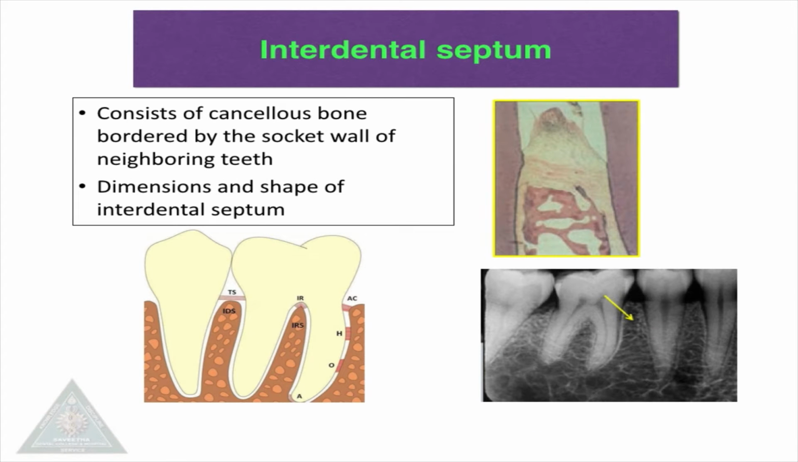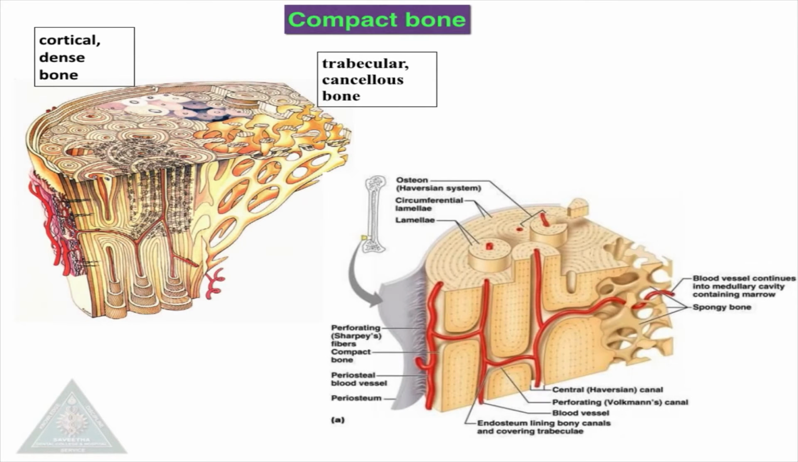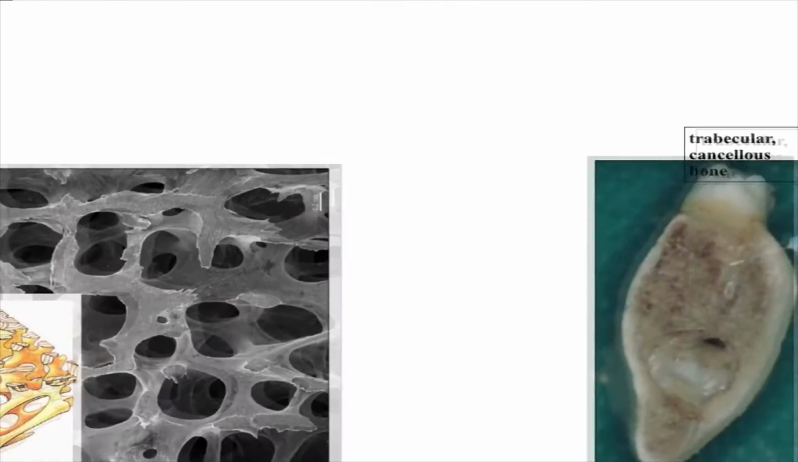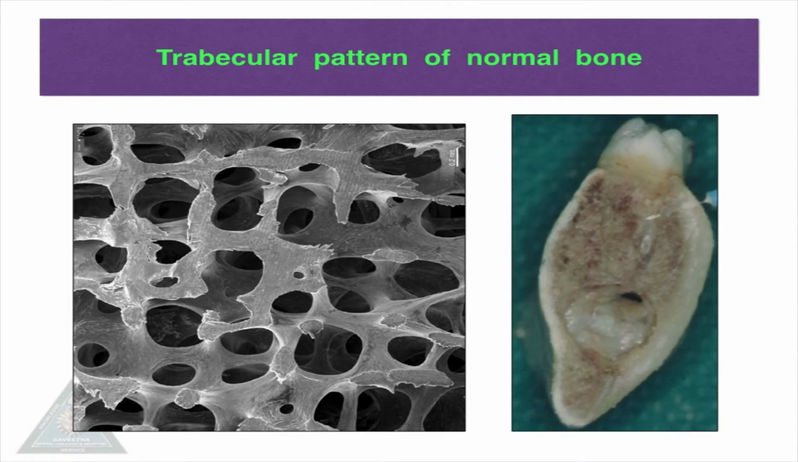The interdental septum is part of alveolar bone present between two adjacent teeth. It consists of cancellous bone bordered by the socket wall of neighboring teeth. The dimensions and shape of interdental septum are determined by the convexity of the crown and the position of teeth. The outer cortical or compact bone is a dense bone with concentrated lamellae, whereas the inner cancellous bone is a spongy bone with a trabecular pattern.